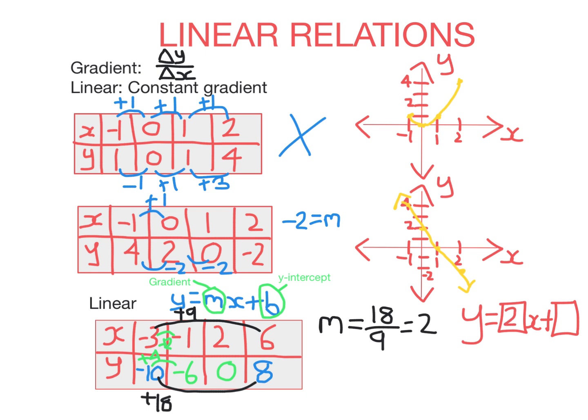So I will put a 2 there. Now, what goes here, the constant that goes by itself, is the y-intercept. So that is the y value when x equals 0. So even though that's not in the table, I can easily figure it out.